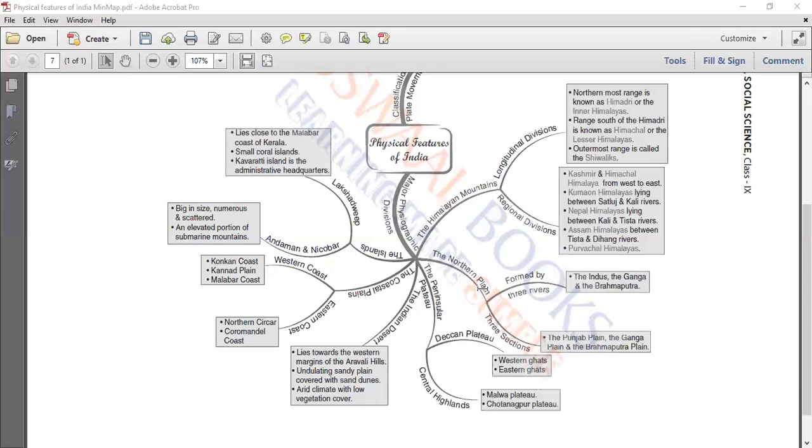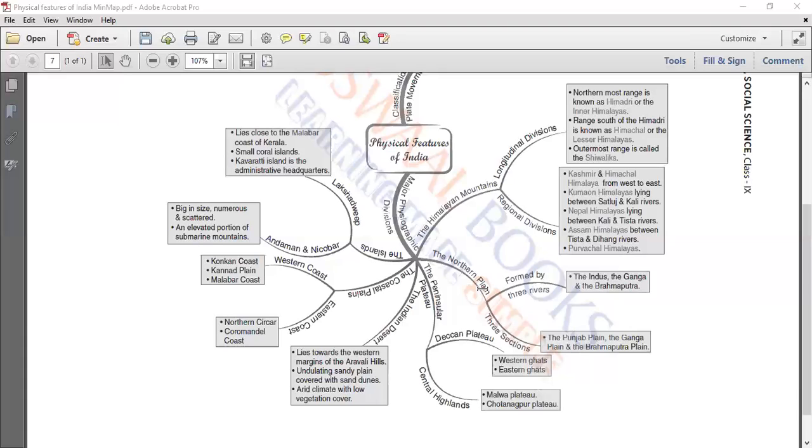Then we spoke about the peninsular plateau. In the peninsular plateau, you all saw that it consists of 2 divisions, the Deccan Plateau and the Central Highlands. Deccan Plateau is again divided into the Western Ghats and the Eastern Ghats, and the Central Highlands have the Malwa Plateau and the Chota Nagpur Plateau. We had done a difference between Western Ghats and Eastern Ghats. So we saw the comparison of the two physical features over here. Then we also learned about the Malwa Plateau and the Chota Nagpur Plateau.